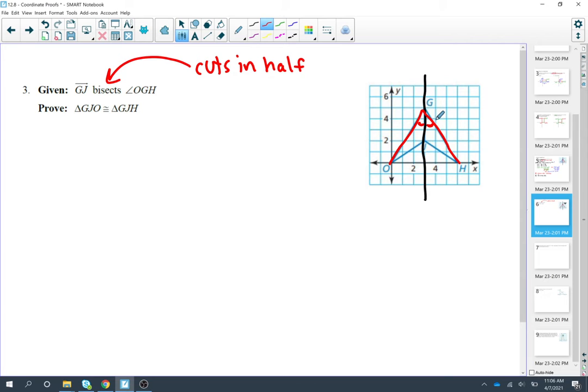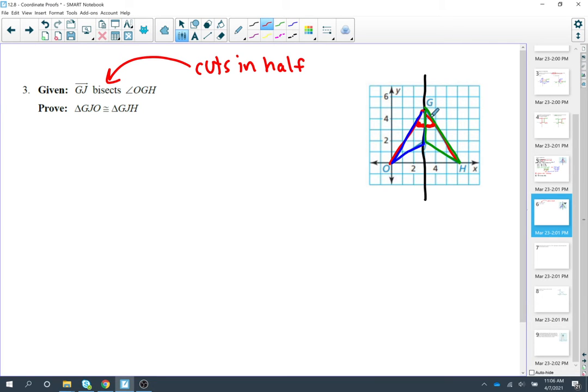We have to prove that triangle GJO is congruent to triangle GJH, so that this guy is congruent to this guy. Now, if I'm trying to prove triangles are congruent, remember we have some options. We have side, side, side. We have angle, angle, side. We have side, angle, side. And we have angle, side, angle.